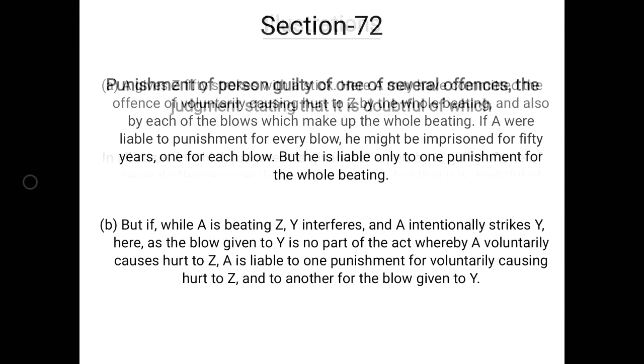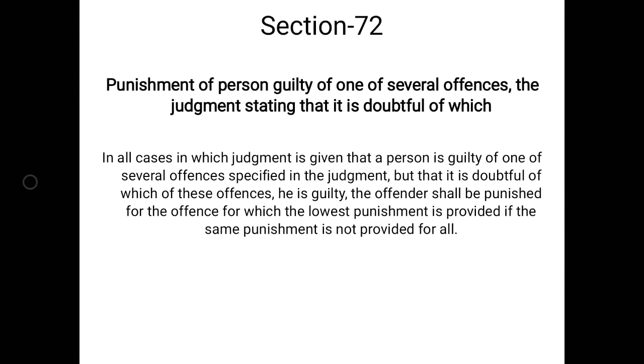Section 72. Punishment of person guilty of one of several offences, the judgment stating that it is doubtful of which. In all cases in which judgment is given that a person is guilty of one of several offences specified in the judgment, but that it is doubtful of which of these offences he is guilty, the offender shall be punished for the offence for which the lowest punishment is provided, if the same punishment is not provided for all.